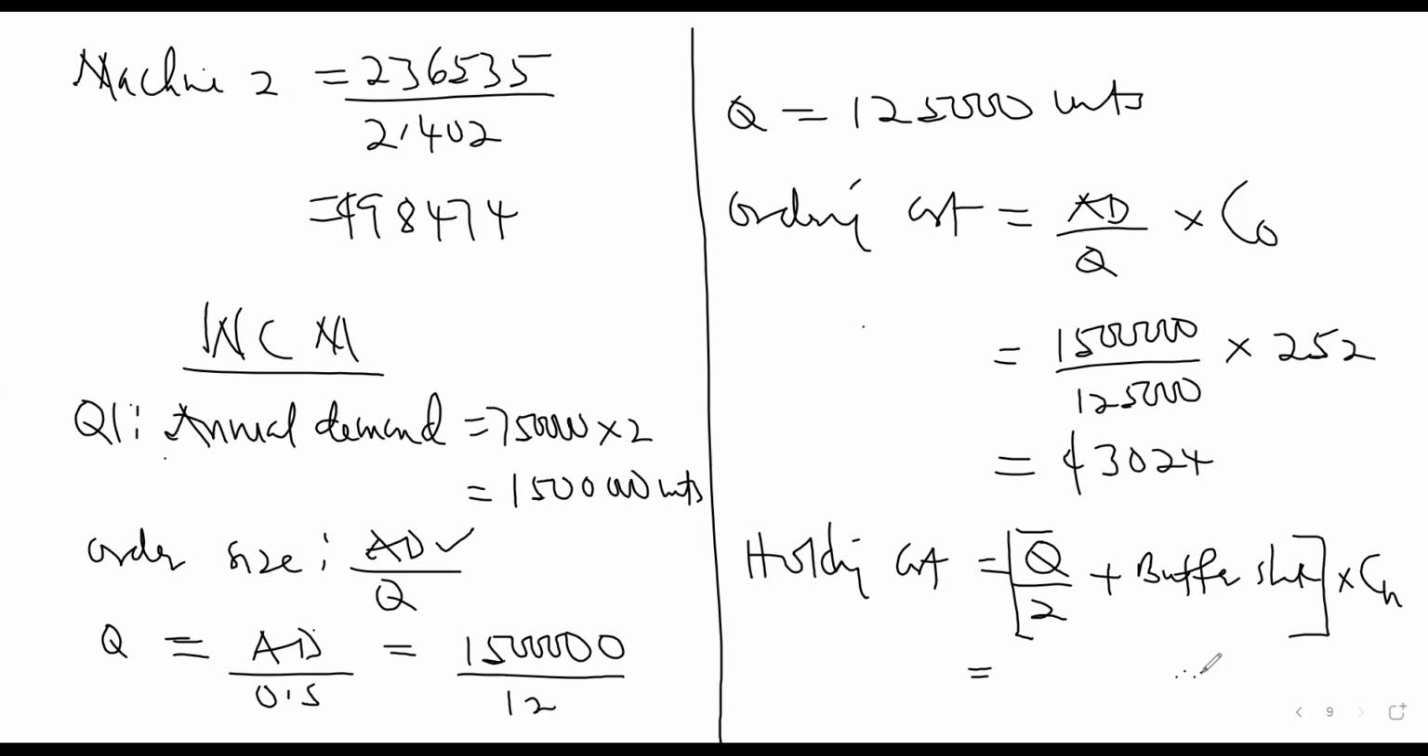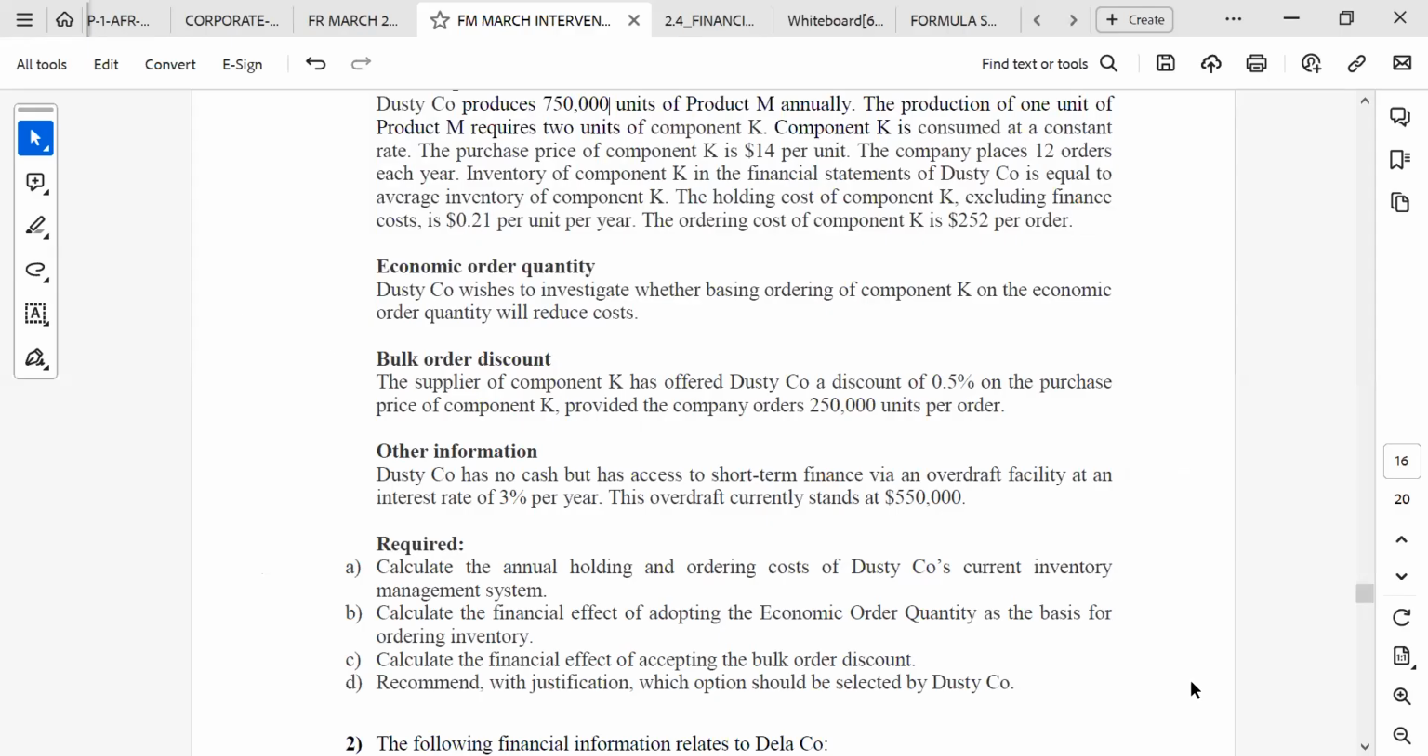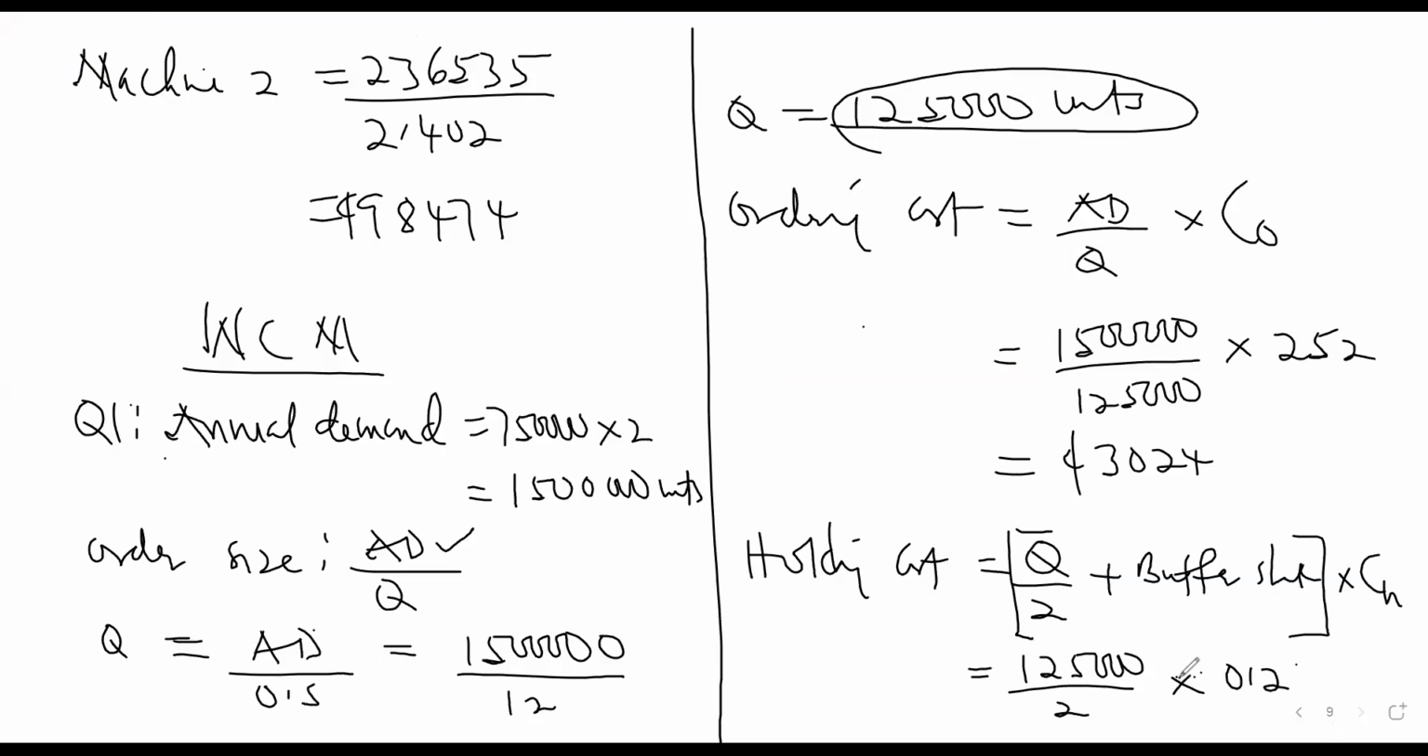In this case, the quantity that we are ordering is 125,000. Every order is 125,000, and this will be placed maybe equally within the year. So we just find the average order, which is 125,000 divided by 2, times the holding cost. There is no buffer stock. If there's a buffer stock, we add it to the half of that one and multiply by the holding cost of 0.21. So the holding cost, we find the average quantity multiplied by the holding cost.